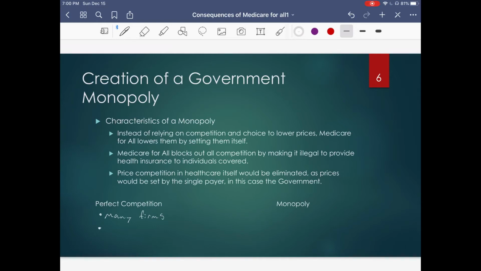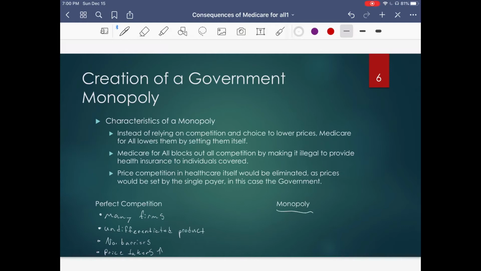A consumer can leave and go and buy a different product without that product changing. There are no barriers to entry or exit. And in perfect competition, firms are price takers, meaning they do not have the ability to set prices because no one will buy from them if they set a higher price.